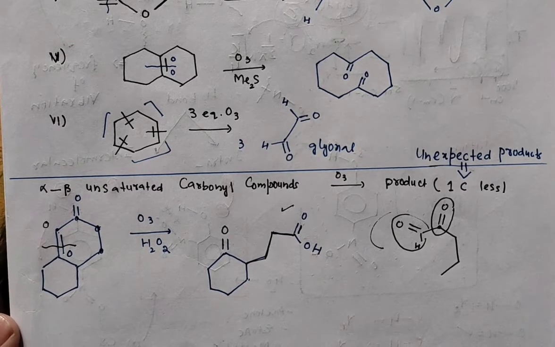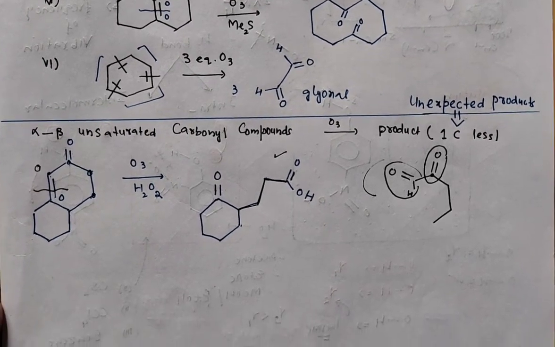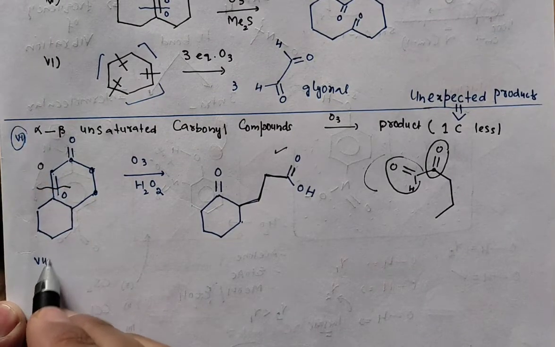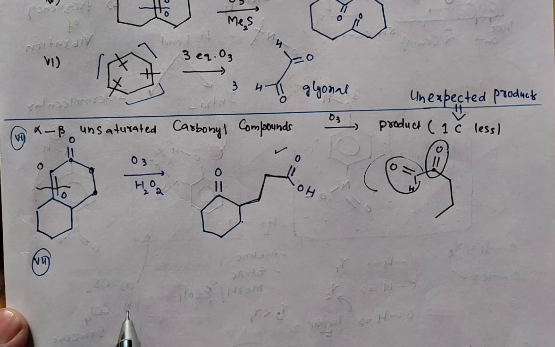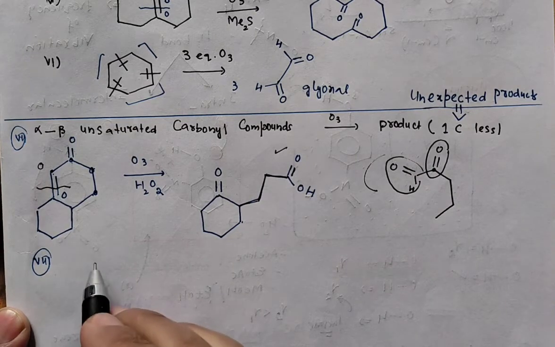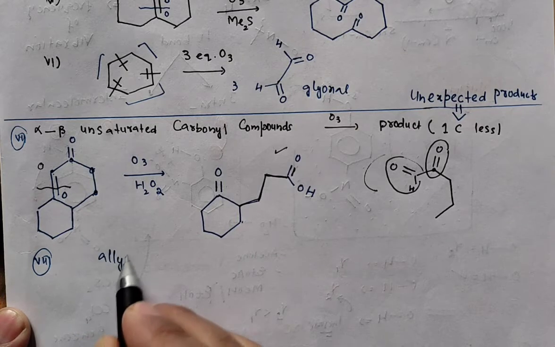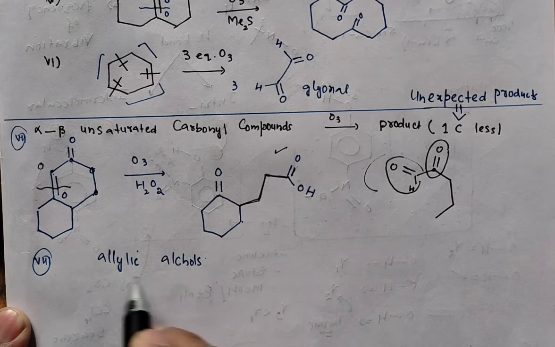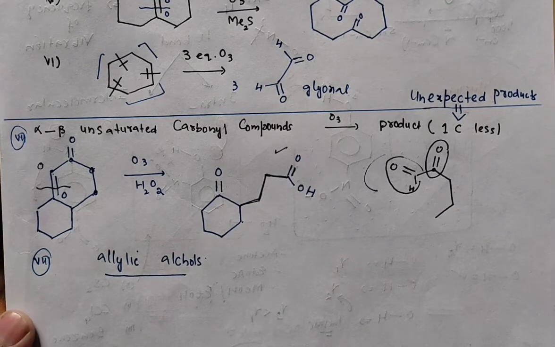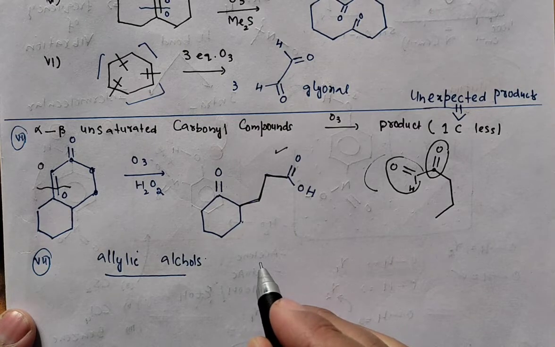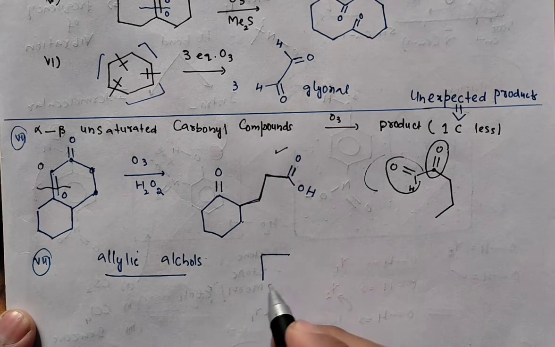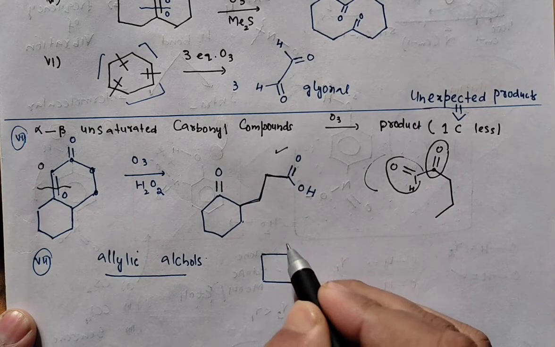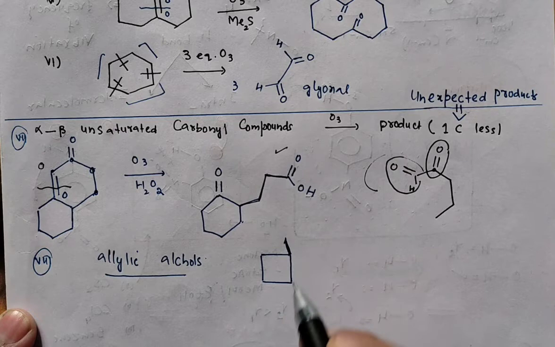Now there is one more unexpected type of ozonolysis transformation, that is if you have an allylic alcohol. If the substrate on which you are doing ozonolysis is an allylic alcohol, what will happen? Let's take the example that was asked in the question paper. This is something that was asked.